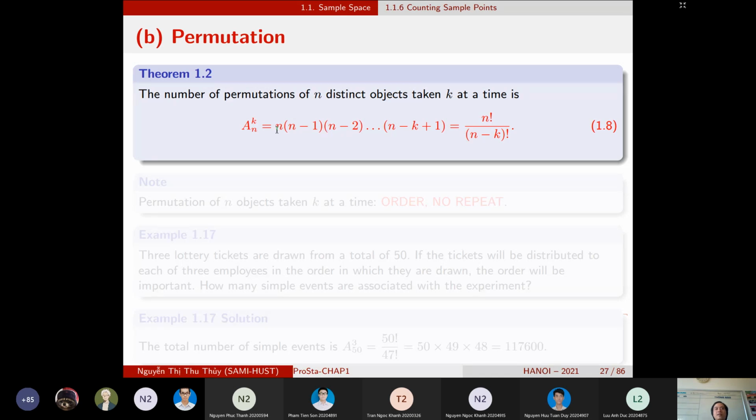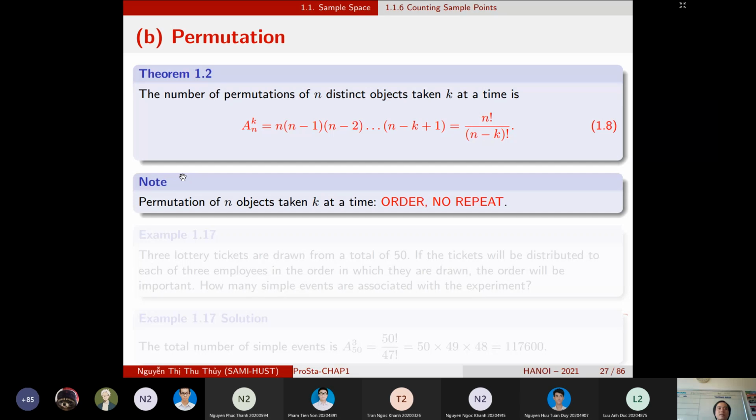For the first object we have n possibilities. Okay, and then for the second object we have n-1 possibilities, and so on. So the final number is n factorial over n minus k factorial. You can say that.